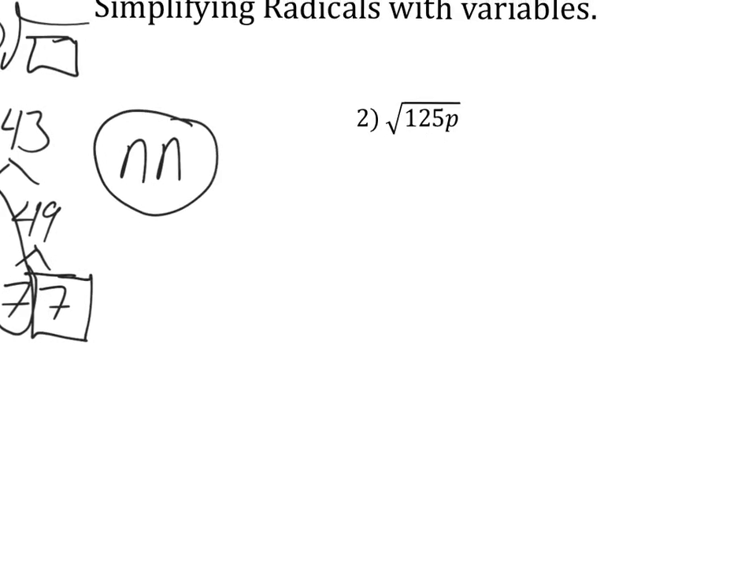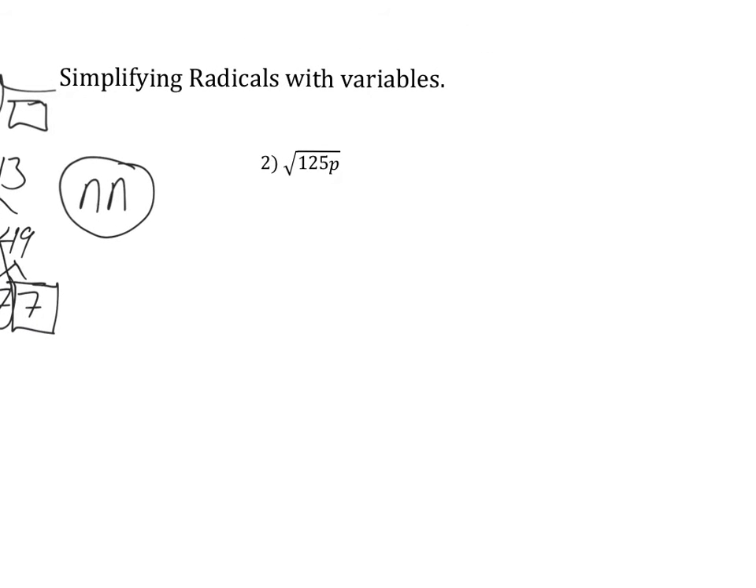Okay, so for the next one, we have 125. So I'm going to write down, I got 125. I'm going to put a tree again. So 2 doesn't go into 125, 3 doesn't go into 125, 4 doesn't go into 125. 5 goes into 125 though, so I have 5 and 25. Now we're going to break up that 25. 25 is a perfect square, so I know that it is 5 and 5.